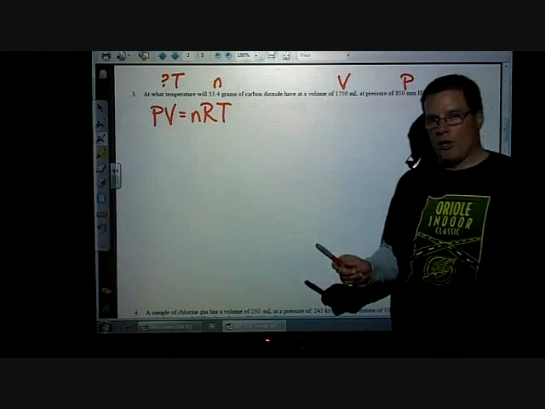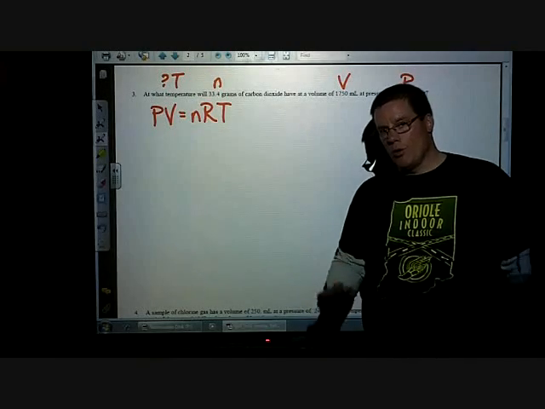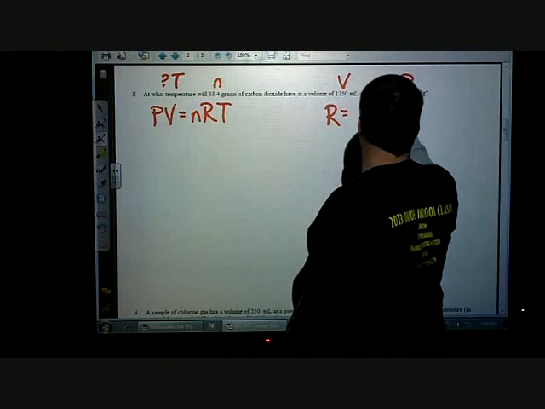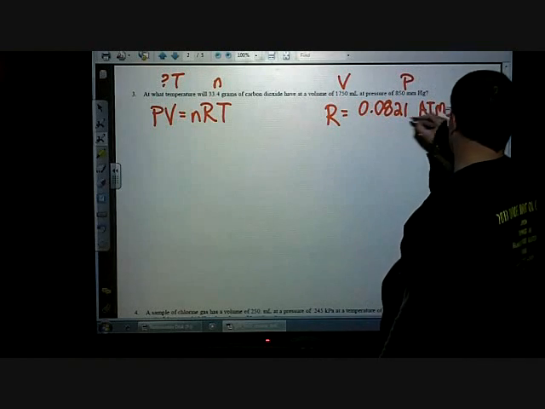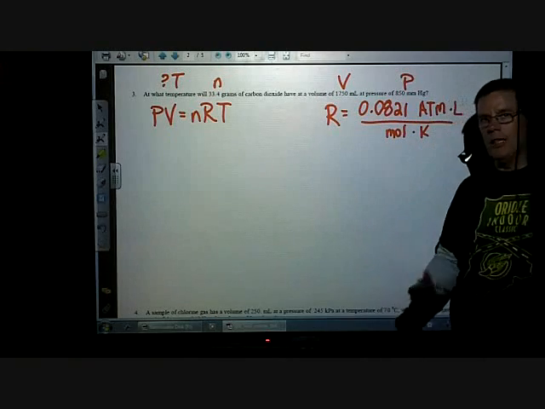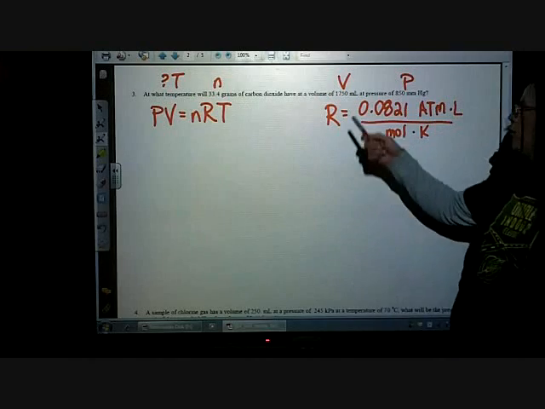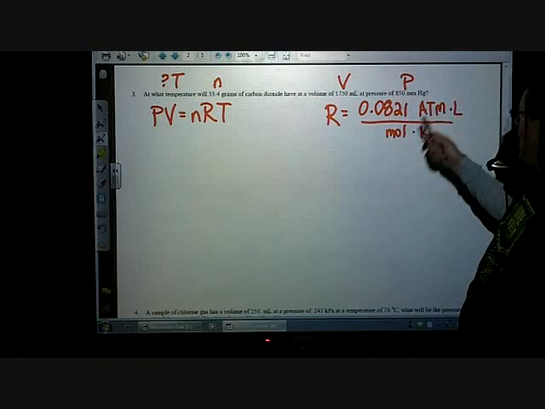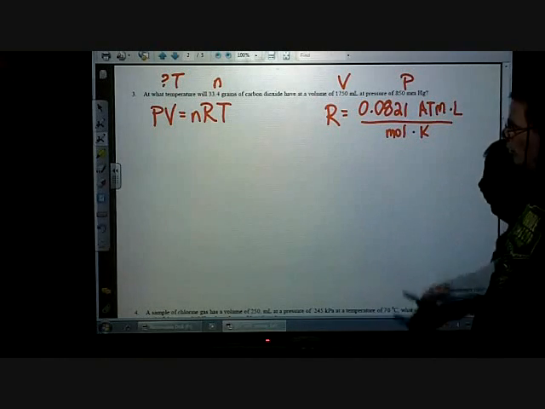However, since we're using the variable R, we have to have all of our units match the units of R. The R that I plan on using is 0.0821, in atmosphere liter per mole Kelvin. So all of my units need to be in those units. I need to change the grams into moles, the milliliters into liters, and the pressure into atmospheres. Then we'll solve for the temperature, which is in Kelvin. So let's do that first.